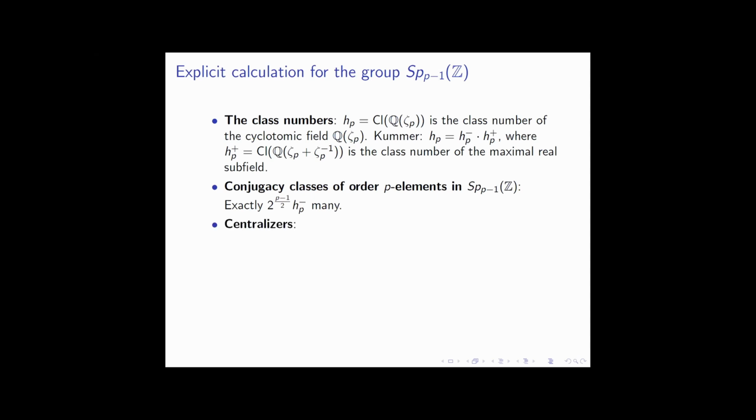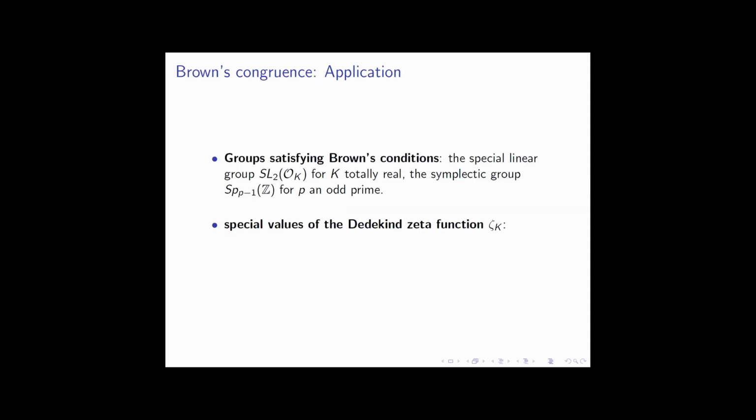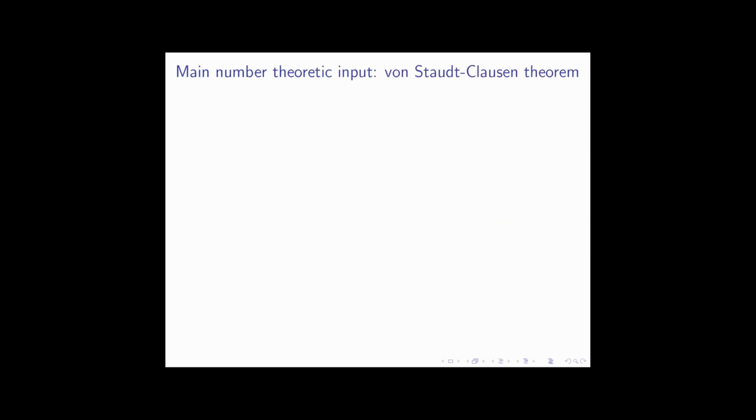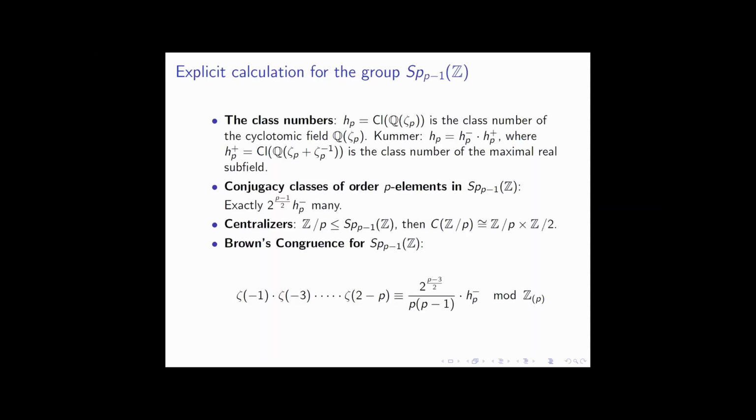So what are the centralizers? If you take Z mod p inside Sp_{p-1}, it's always true that the centralizer is Z/p cross Z mod 2. It's the scalar matrices that show up as the additional part in the centralizer. Okay, so then what does Brown's congruence tell us for this symplectic group? So I go back to this congruence, which one was it? So it was this congruence here I'm talking about. And what this congruence gives exactly in the case of the symplectic group, you can see it here. There you go. So that's what Brown's congruence exactly translates to in the case of the symplectic group.